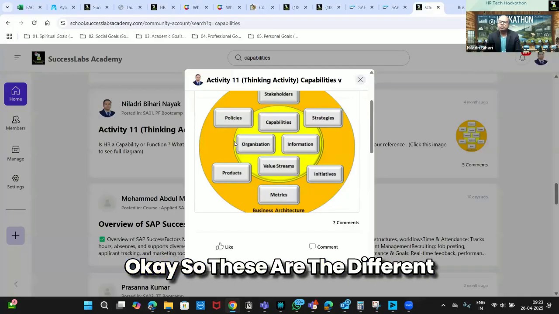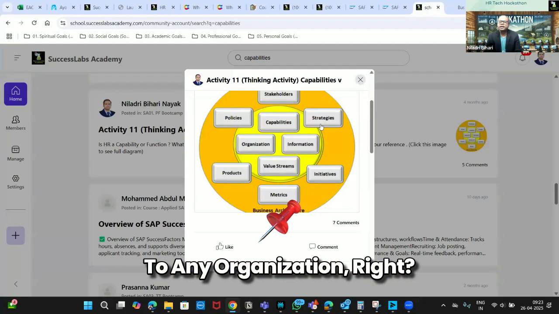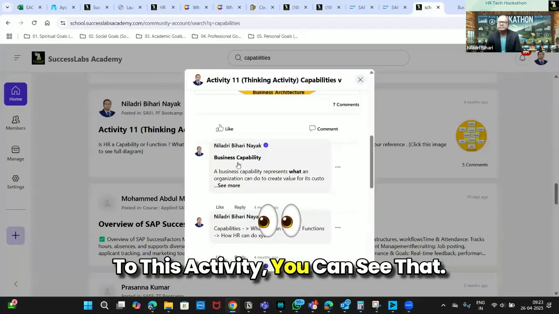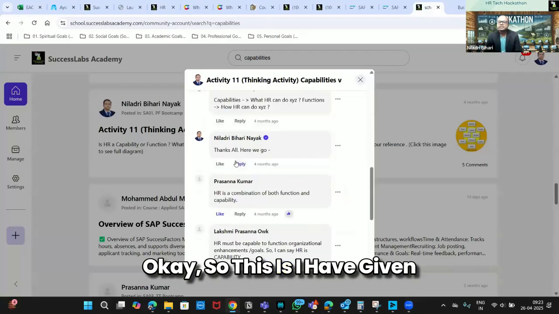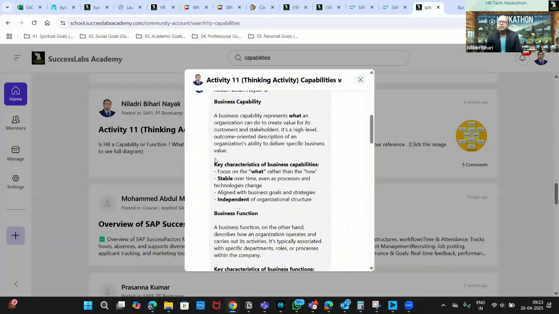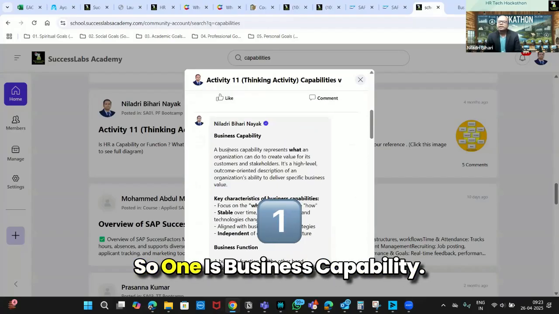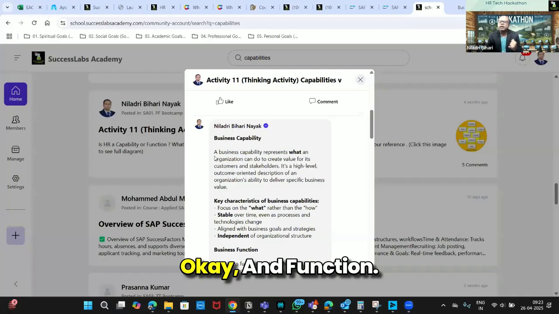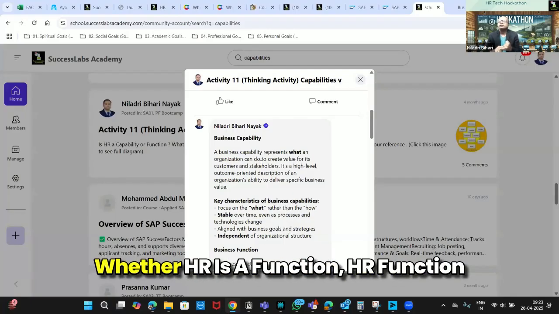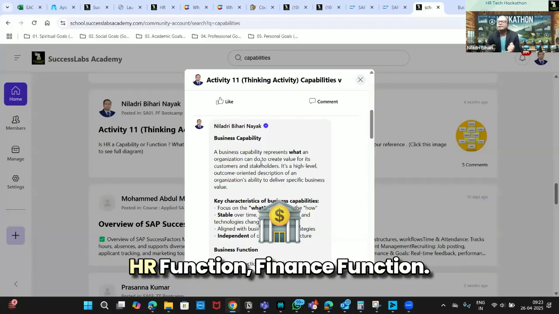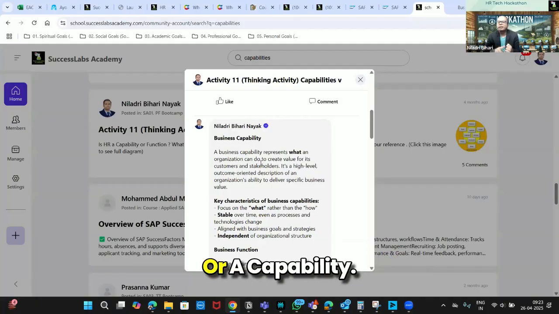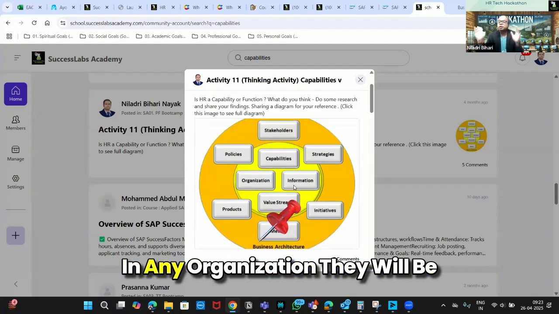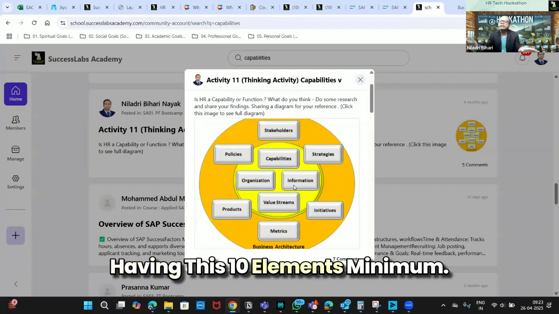These are the different elements whenever you talk to any organization. I have given an activity, and I will go directly to it. I have given an answer also. There are two things: one is business capability, and what business capability stands for, and the other is function. You might be thinking whether HR is a function, the HR function, finance function, or a capability. You will get the answer in this thread. The entire business architecture in any organization will have these 10 elements at minimum.